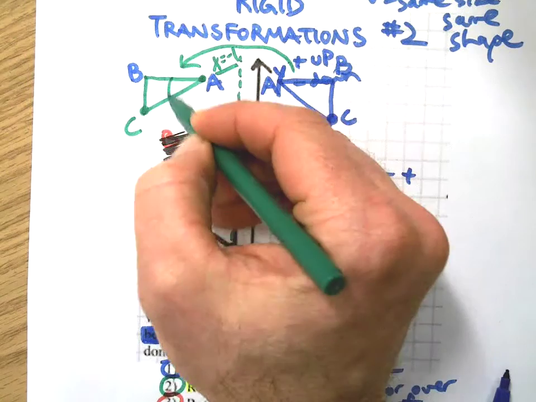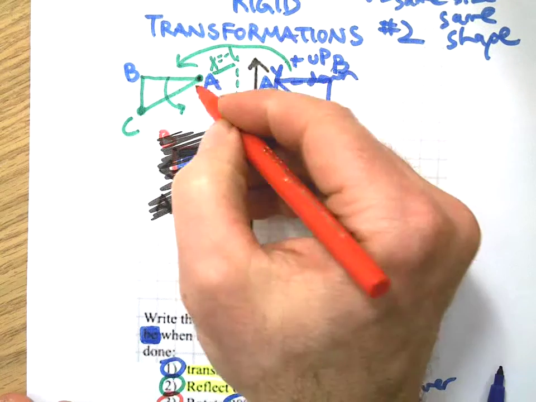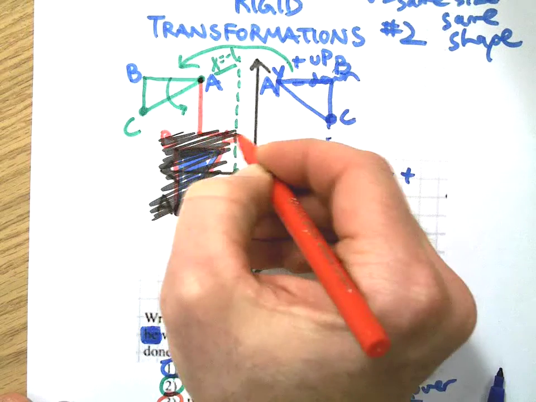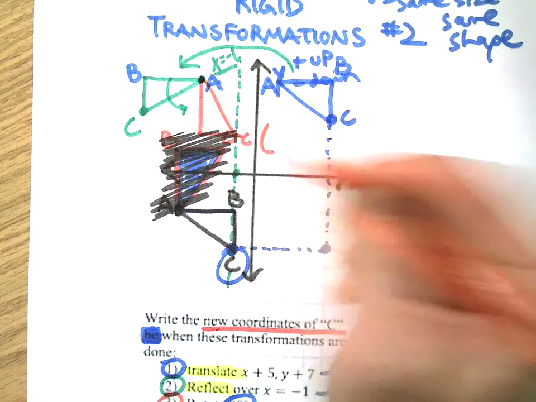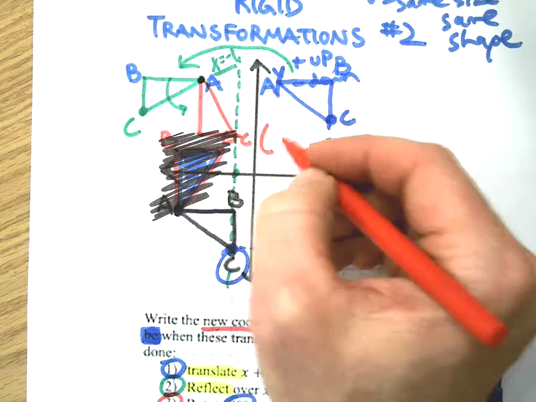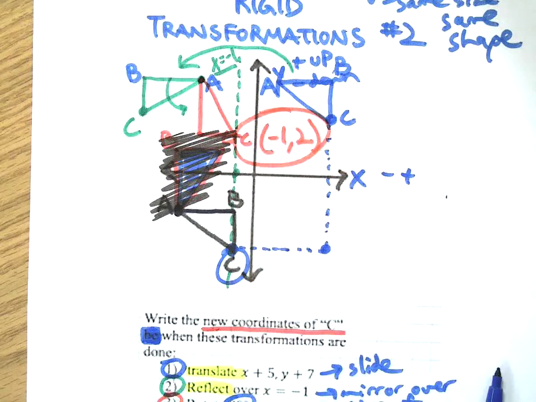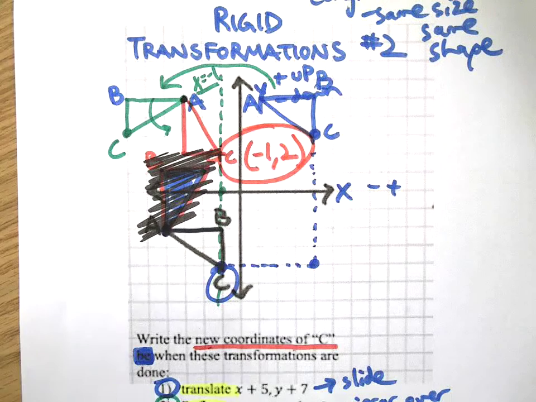Okay, counterclockwise around A means I'm going this way. Back to red. There's C. There we go. C is at -1, +2. That answers the question. If you stuck with me through that mistake, I really appreciate it.